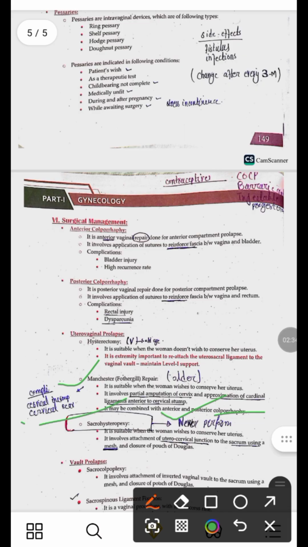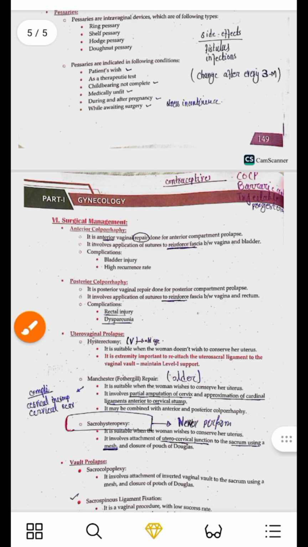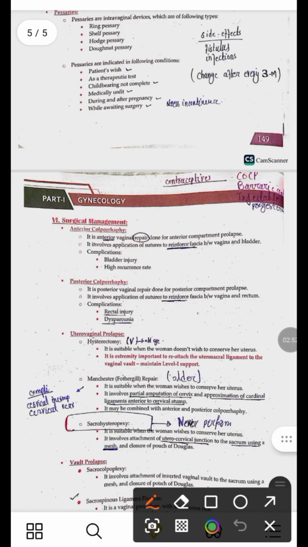Next one is the sacrohysteropexy. Sacrohysteropexy is a new procedure that is performed, and it is suitable when the woman wishes to conserve her uterus. Sacrohysteropexy involves the attachment of the uterocervical junction to the sacrum using a mesh and the closure of the pouch of Douglas. So in sacrohysteropexy, we attach the uterocervical junction to the sacrum with the help of a mesh.